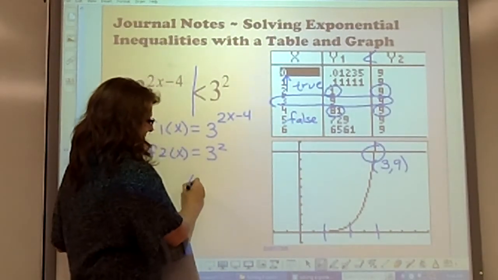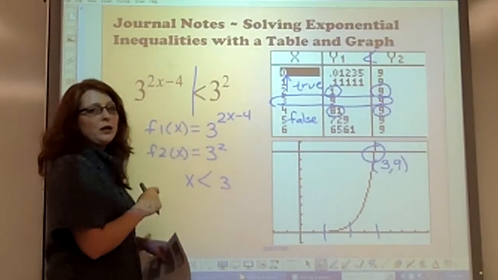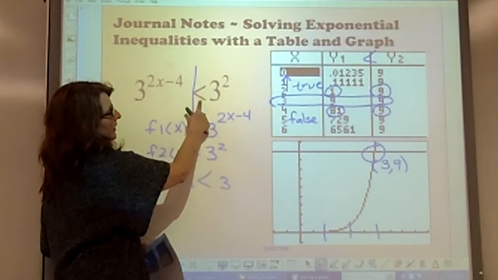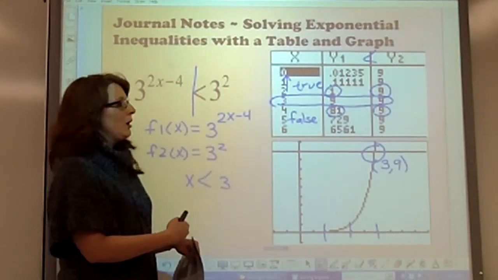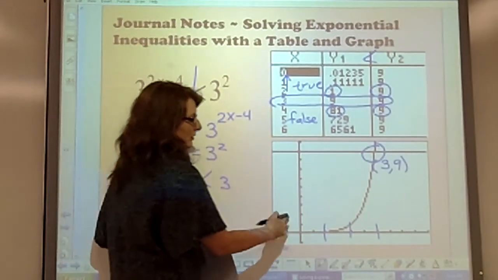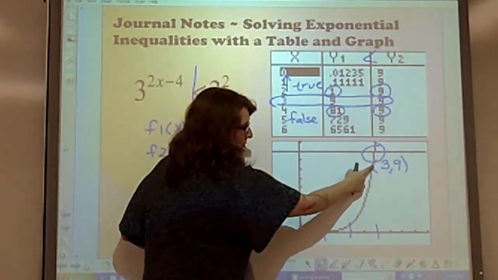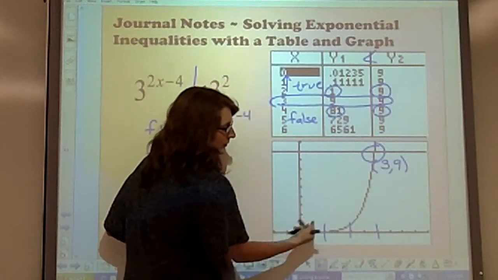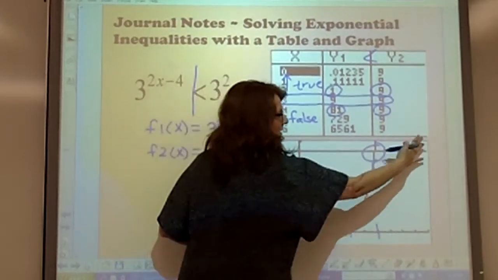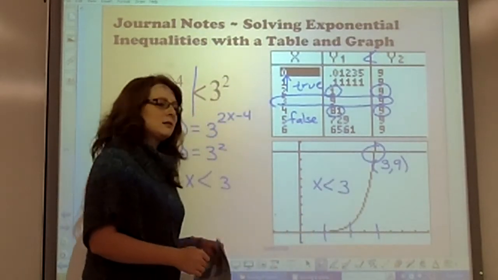Which means that my solution is all these numbers that are less than 3. So from this I would say x needs to be less than, I don't want an equal here because I didn't have one here, less than 3. I can also think of it on the graph as less than means below. Where is the exponential function below the line? From this point here over, it's below. Here's my exponential, here's my line down below. After that point, it's above. So this section is true, this section is false. So for this one also, I would say x is less than 3.